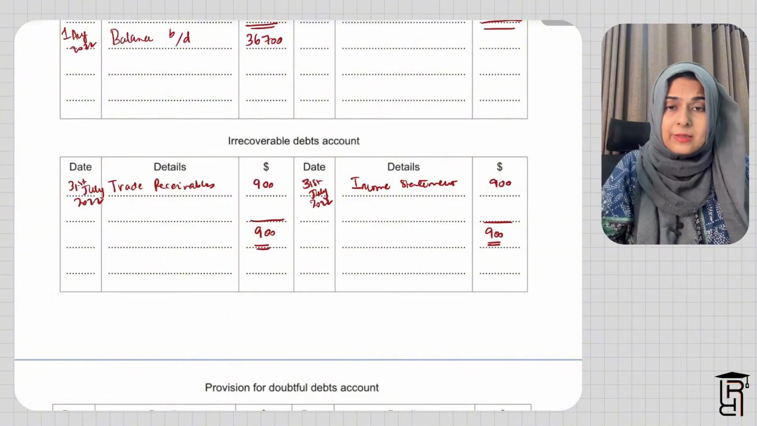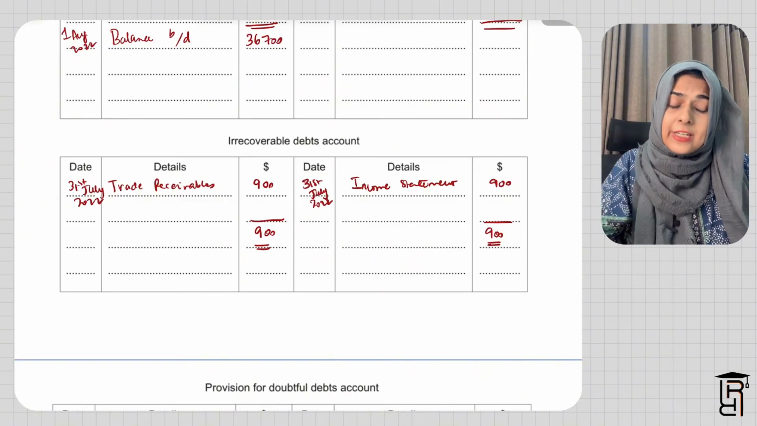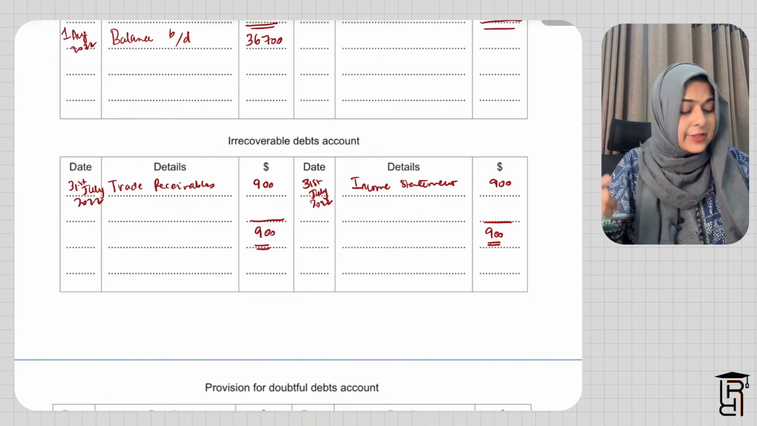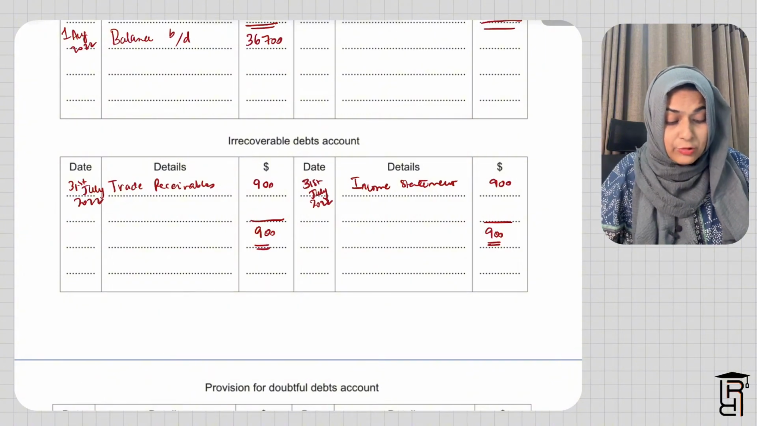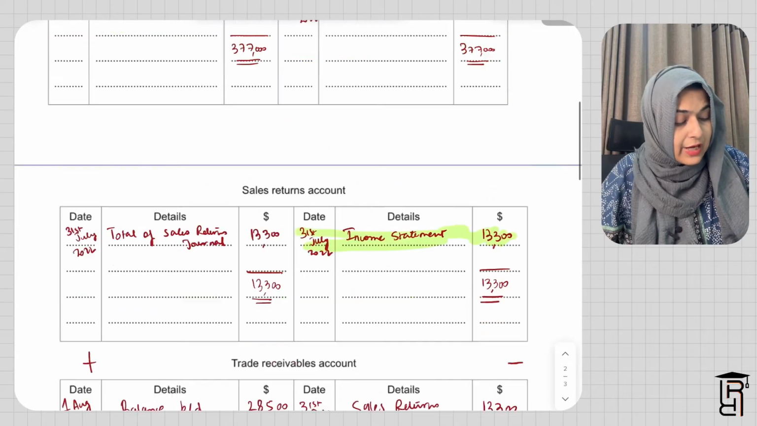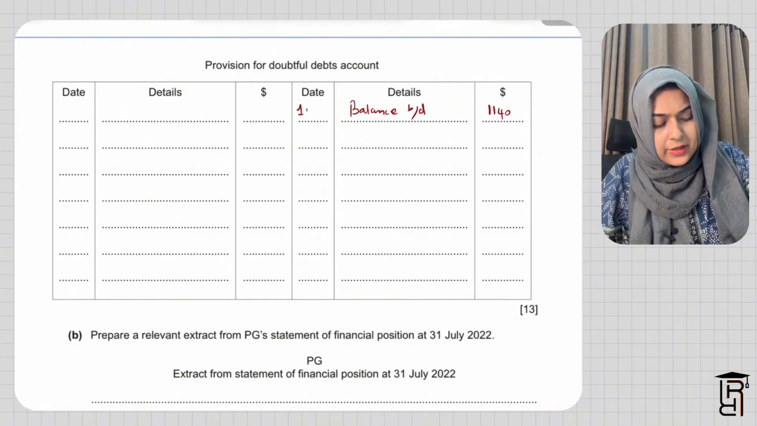And you transfer any expense like this, because whenever we are transferring rent, or wages and salaries, or insurance, all of these accounts are credited and the income statement is debited against that. Then we have the provision for doubtful debts account. So we know the provision for doubtful debts balance brought down is 1140. So I will start with that. I'll write here balance brought down. I'll write here 1140. This will be 1st August 2021.